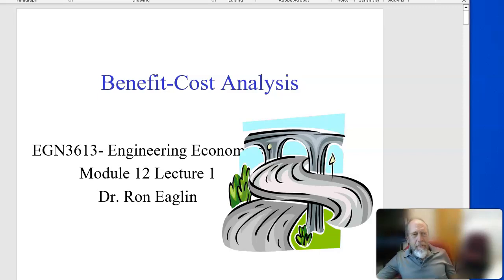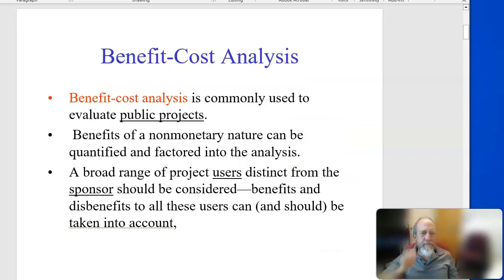You need to know them all. Okay? You should be able to list them off. Compare the present worth. Compare the annualized equivalents. Compare the rate of return. I like to say solve for I. And now a fourth one, benefit cost analysis. Now, when do we use benefit cost analysis?